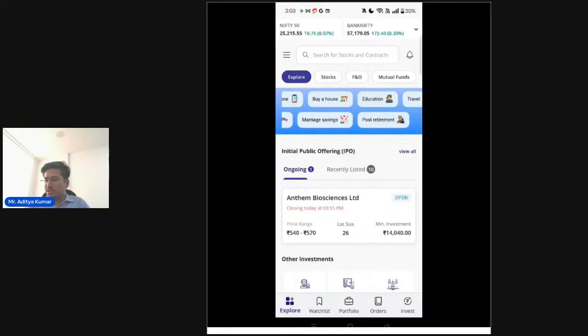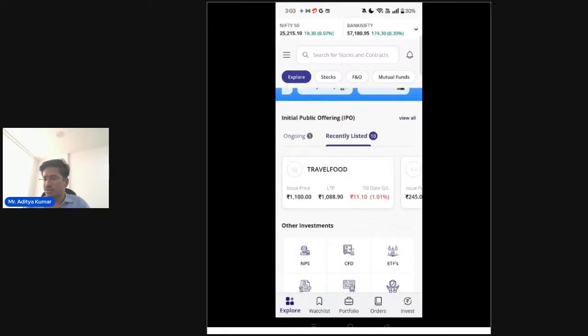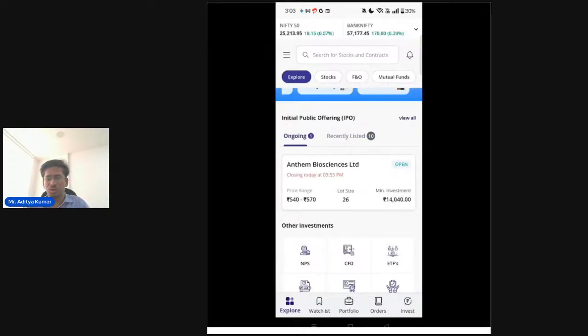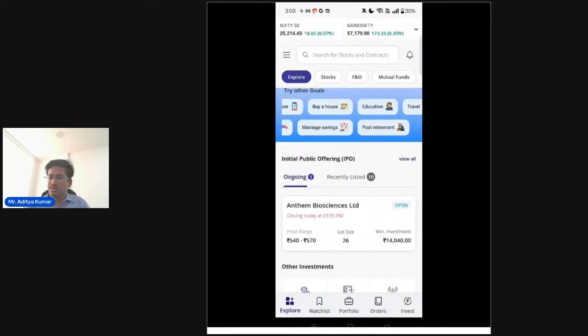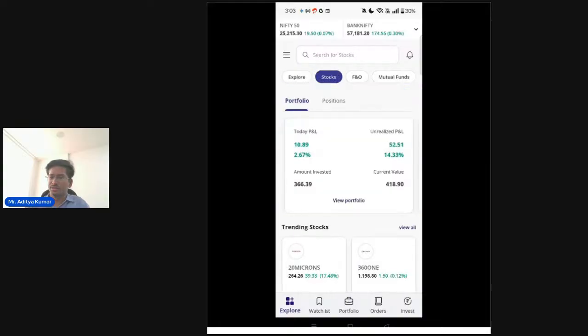And here are the IPOs which are already ongoing and the recently listed ones that you can keep a tab on every day if you are more into IPOs and want to invest in those. Moving further, in the explore section we have stocks. So stocks is under the explore section, as you can see.